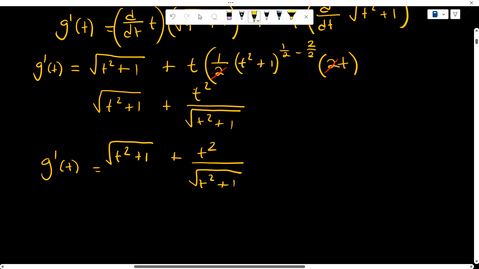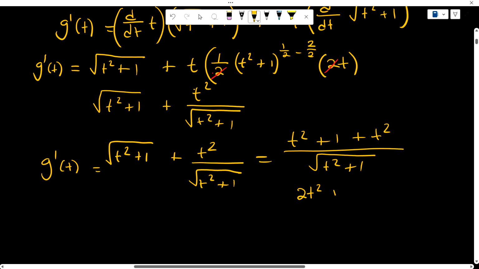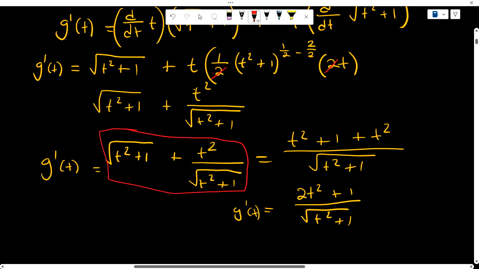I mean, you could simplify it if you want. Simplify further. Let's see. Therefore, you can add these two. You will have t squared plus 1 plus t squared all divided by the square root of t squared plus 1, and hence you get 2t squared plus 1 all divided by the square root of t squared plus 1, right? I mean, you could have left it like that. That is totally fine as well, right? Or you can just simplify it and you get that answer.